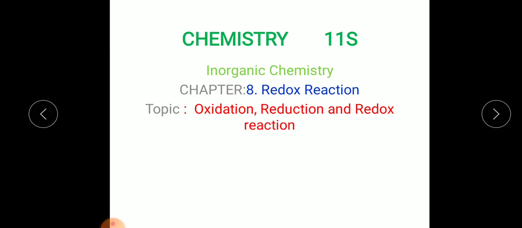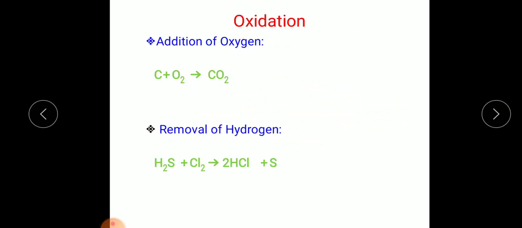Before going into the details about redox reaction, we need to have the idea about oxidation, reduction and redox reaction. We'll try to define oxidation and reduction on various bases, and after that we'll come across the redox reaction. So oxidation, as we know from our previous knowledge, is addition of oxygen. A chemical reaction or process which involves the addition of oxygen we call oxidation.